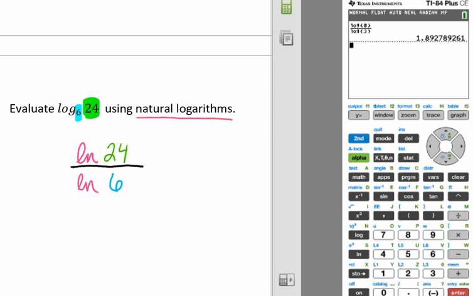So we're going to pull up our calculator and plug that in. We have our natural log of 24 over our natural log of 6. We'll go ahead and hit enter, and there we have it, 1.7737056114. We'll round this one to 3 decimal places as well, leaving us at 1.774. And so we have now evaluated the log base 6 of 24 using natural logarithms.